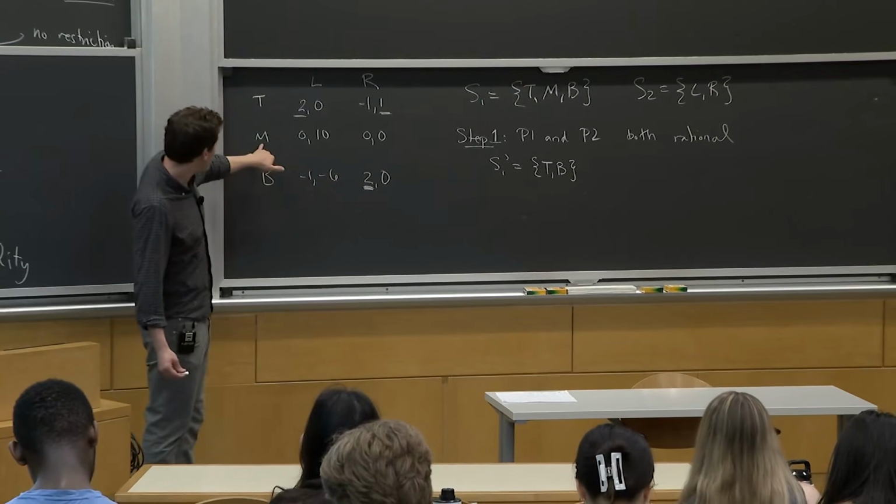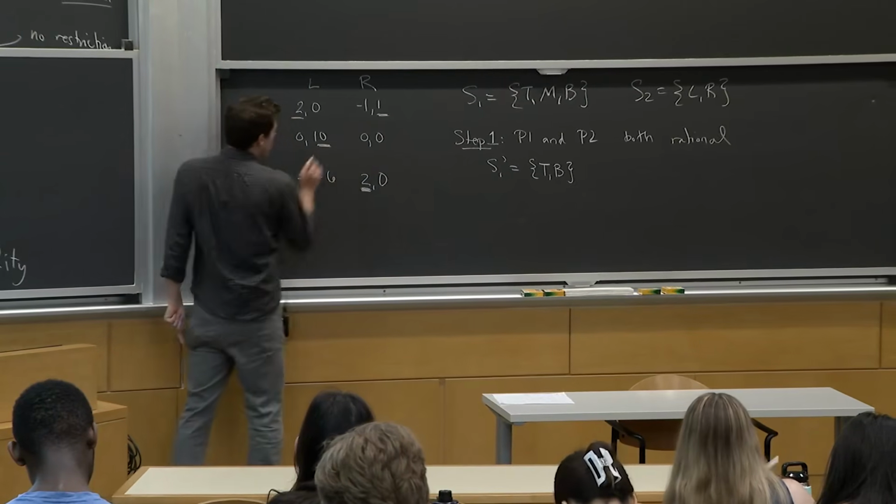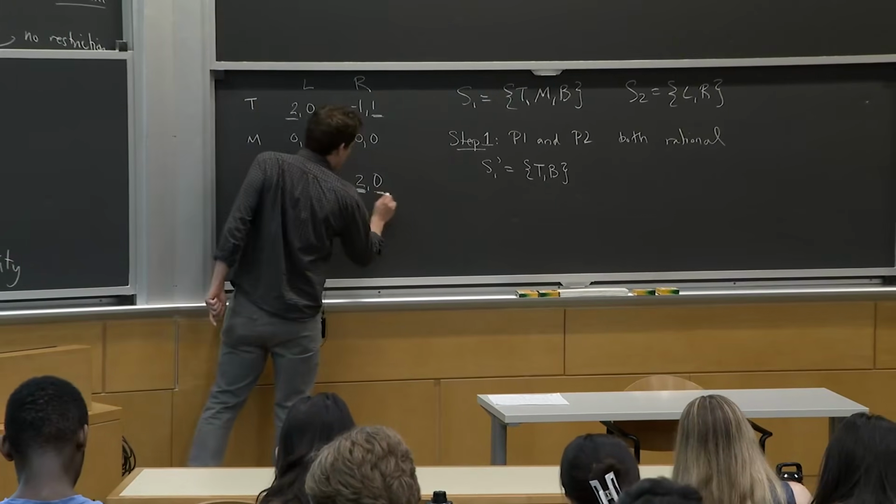And I'll do the same thing here. If player 1 plays M, I can get 10 or 0. 10 is higher, so I'll choose L. And if they play B, I can get -6 or 0. 0 is higher, so I come here.